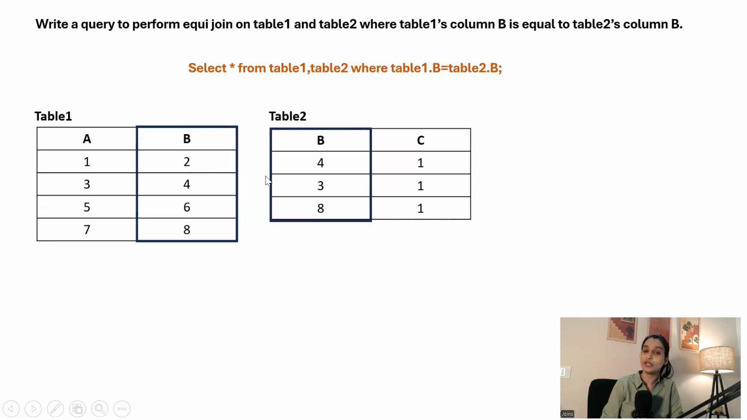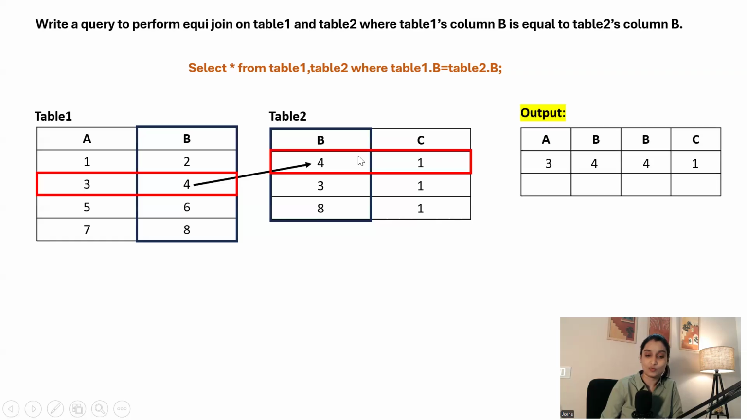Now how does it work? See, like this. First it will check, is 2 equal to 4? No. Is 2 equal to 3? No. Is 2 equal to 8? No. Is 4 equal to 4? Yes. So you have mentioned select everything. It will select everything from table 1 and everything from table 2 wherever matching happened. So these are the matching rows it will return. In the output you will get it like this. This is the output.